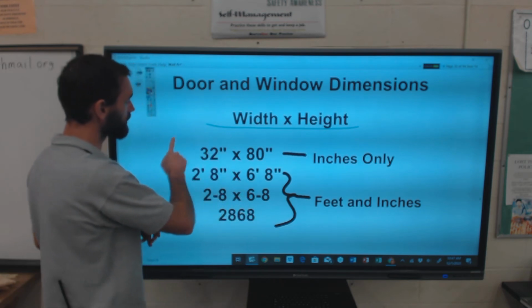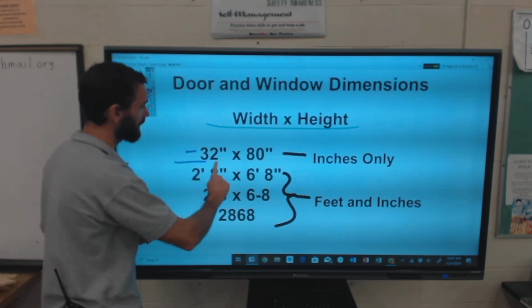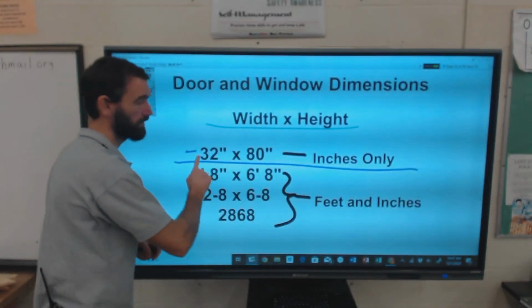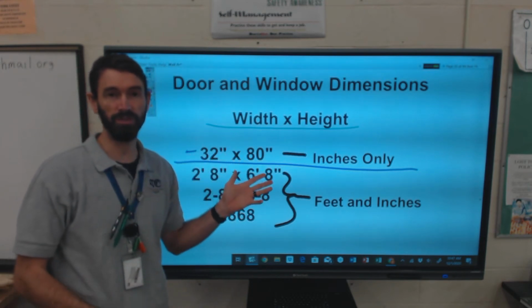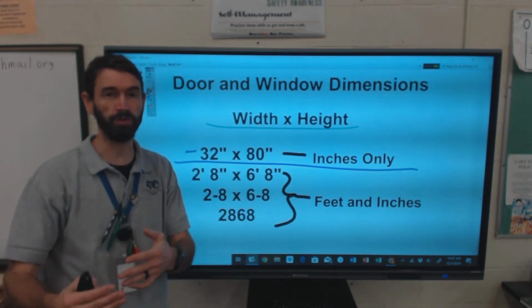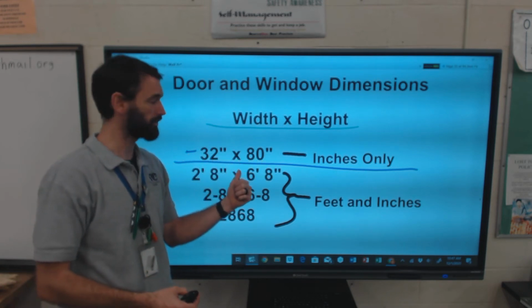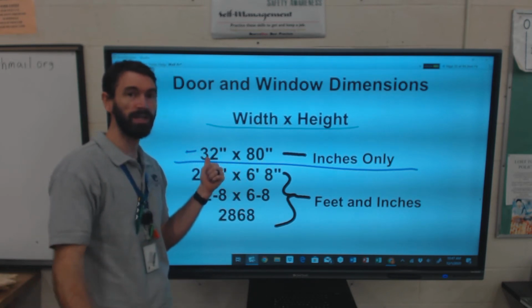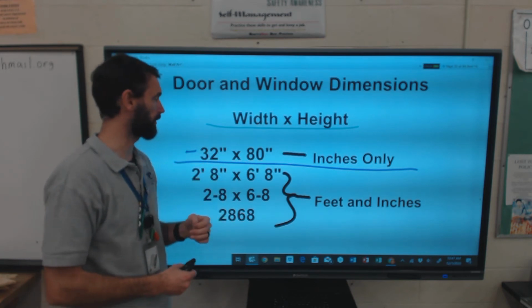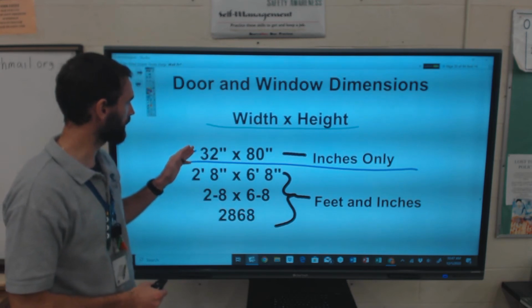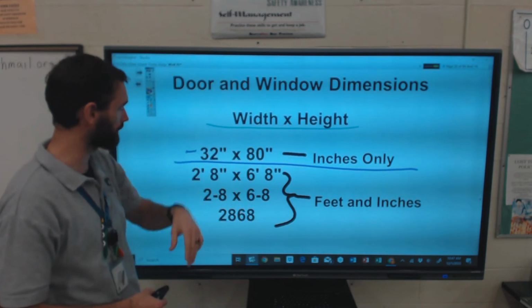So here are some common sizes. This here is inches only, 32 inches by 80 inches. This is something that you see, and for starters, I'm going to give you this kind of information. It's inches only. So you'll take this width, plug it into that formula I just gave you, and that's going to give you your algebra stuff. Okay, so 32 by 80. That's 32 inches wide by 80 inches tall.